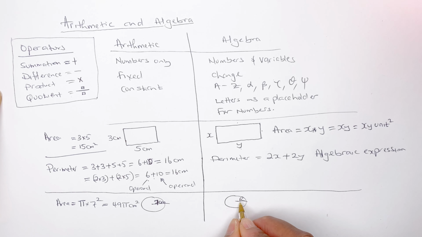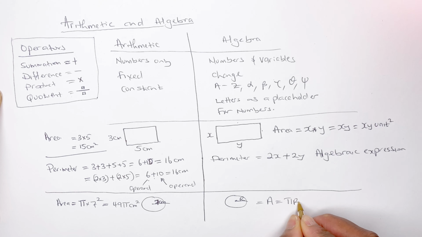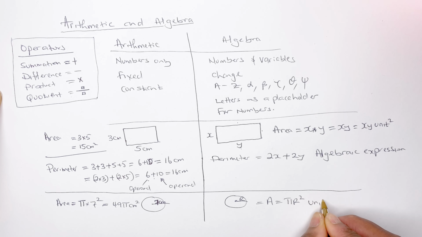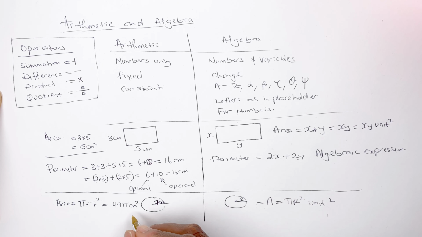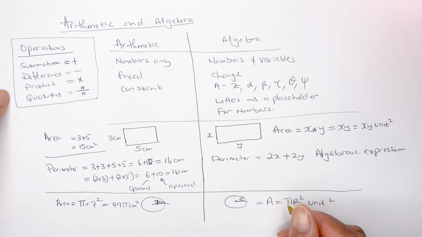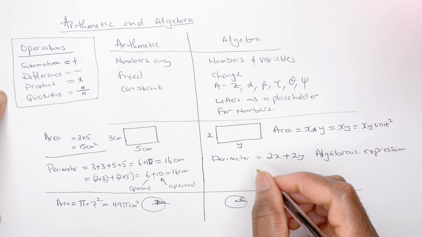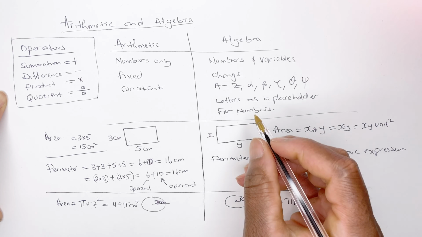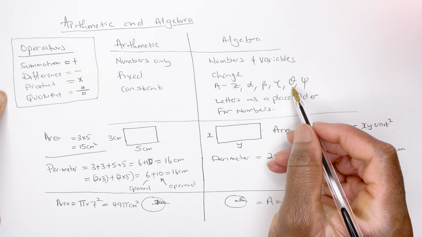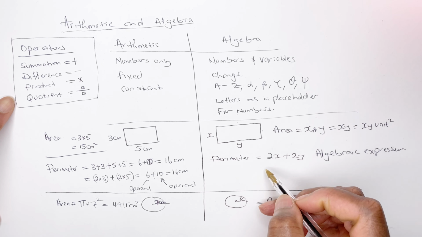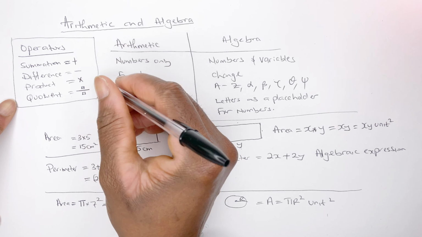If that was r, in this case, we could say area equals pi r squared unit squared, if we don't know what r is. So we can say r is 7 and we get the same thing. Or we can say r is 8. So it's a variable number, which the letter will represent. Hence why we call them variables, because it keeps changing. So algebra uses letters to represent numbers as a placeholder. With arithmetic, we just use numbers.